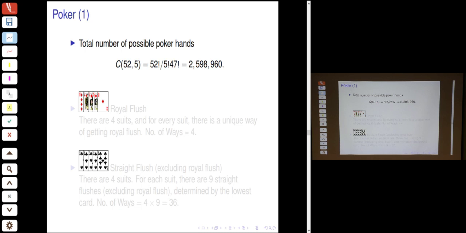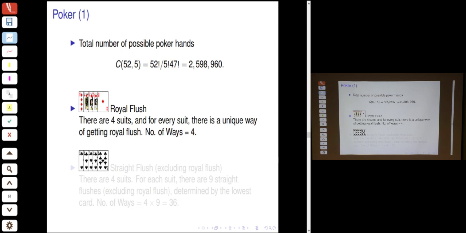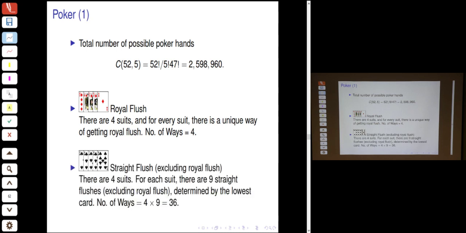Now, how many ways to get this royal flush? The royal flush must be 10, jack, queen, king, and ace. But there are only 4 suits, right? Diamond, spade, and so on. So there are only 4 ways. Now, how about these? Suppose you don't need to start from 10 all the way up. As long as they come from the same suit and are consecutive. So how many of them? Let's try. There are 4 suits, right? Again, club, diamond, heart, and spade.